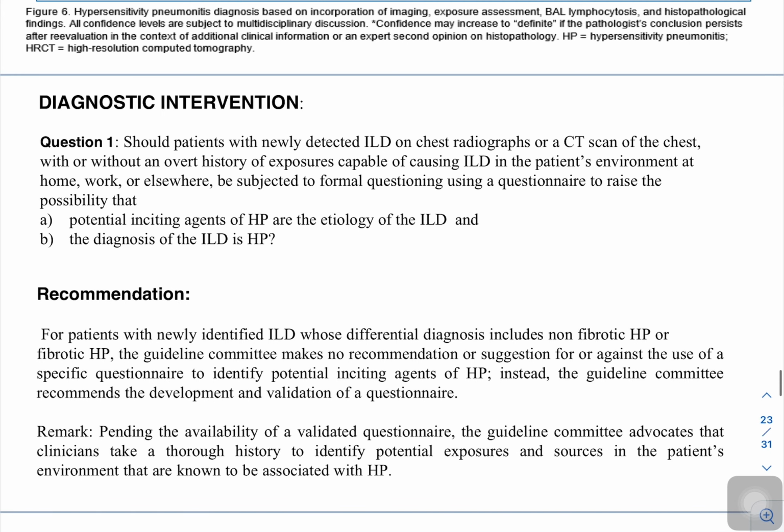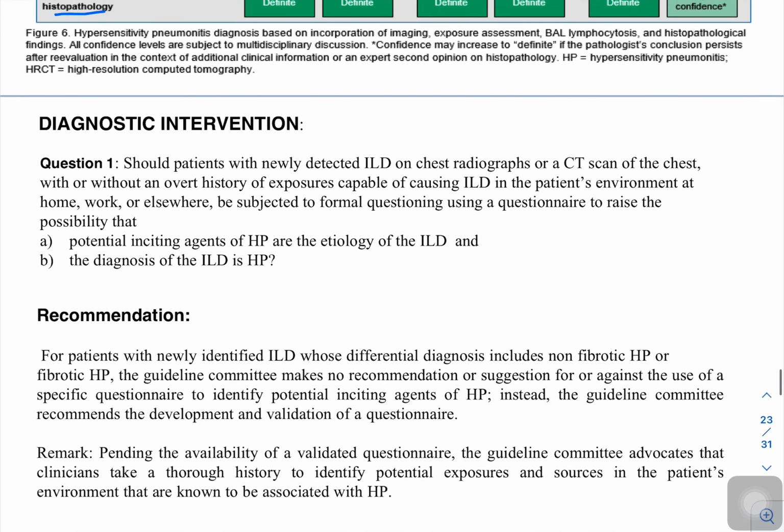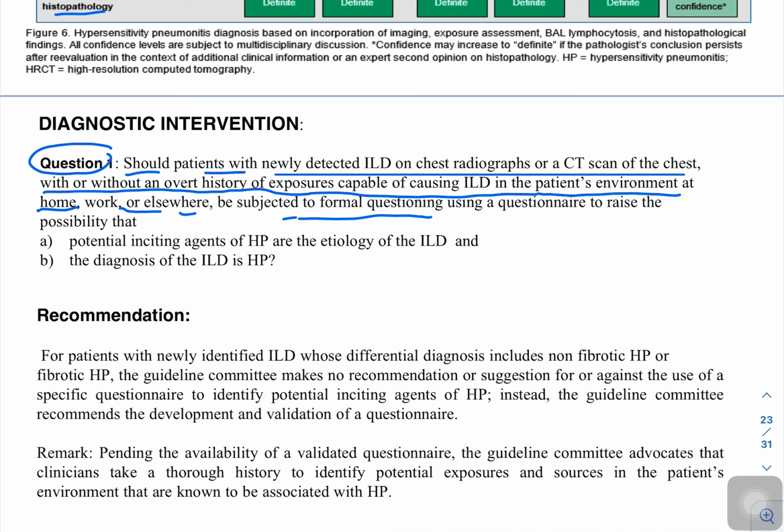Now, diagnostic interventions. In the guidelines, they also discuss certain questions. There were 6 questions. We'll try to answer them, and they try to answer them as well. Question number 1 was, should patients with newly detected ILD on chest radiograph or CT scan of the chest, with or without an overt history of exposure capable of causing ILD in the patient's environment at home, work, or elsewhere, be subjected to formal questioning using a questionnaire to raise the possibility that potential inciting agents of HP are the etiology of ILD, or that the diagnosis of ILD is HP.